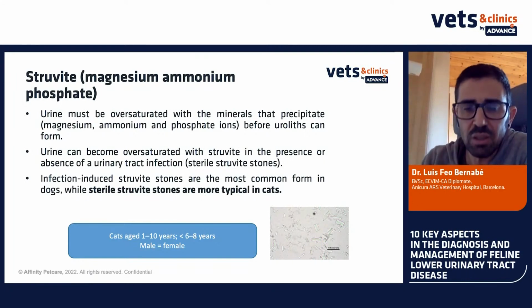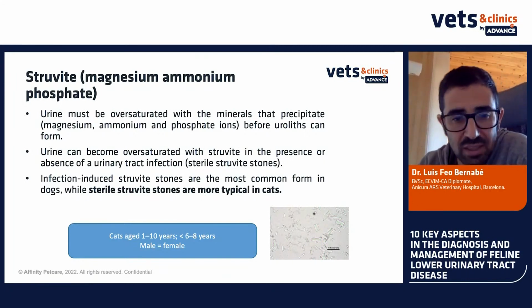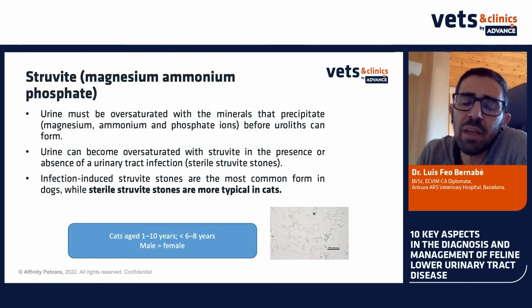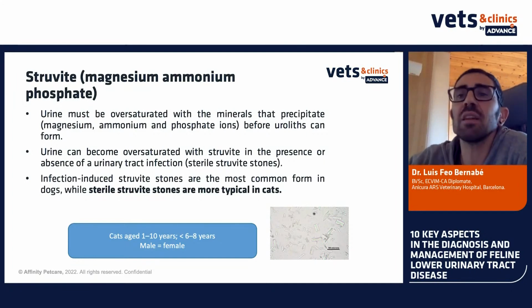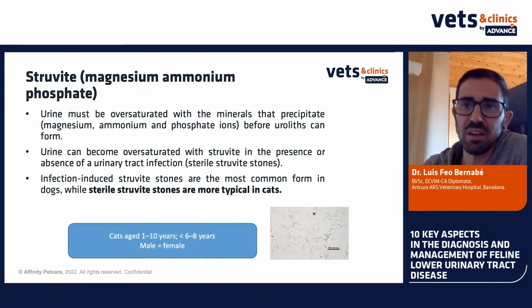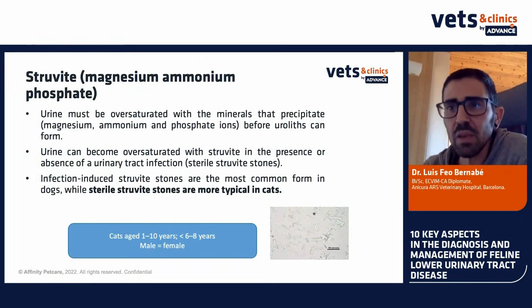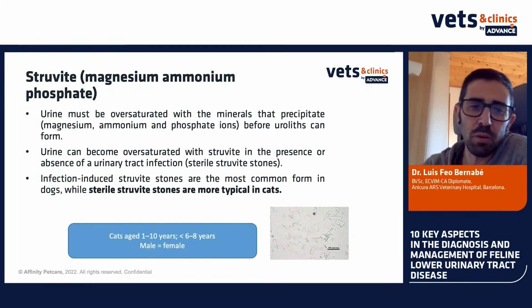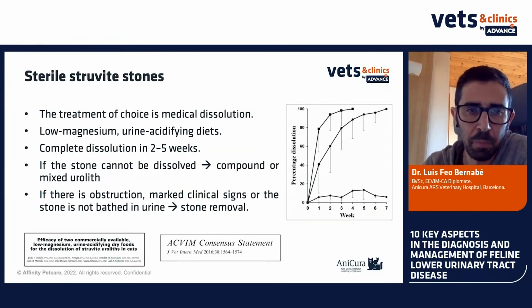As I already mentioned, it's more frequently seen in young cats. However, you can have it even in the late stage of life, but most of the cases are less than 6 to 8 years old, and they are equally distributed between males and females.